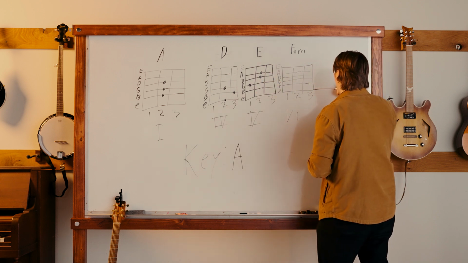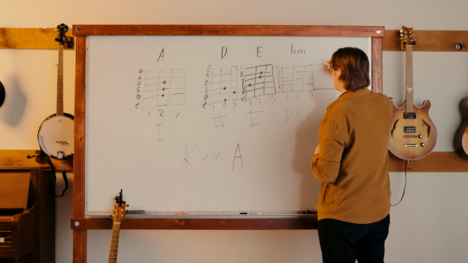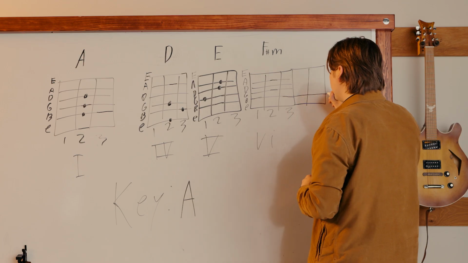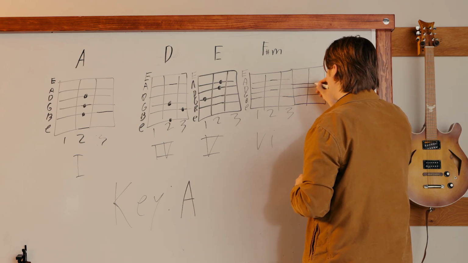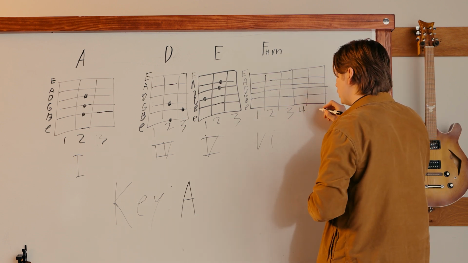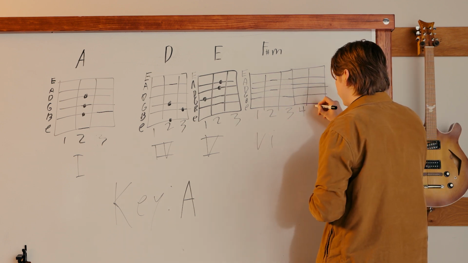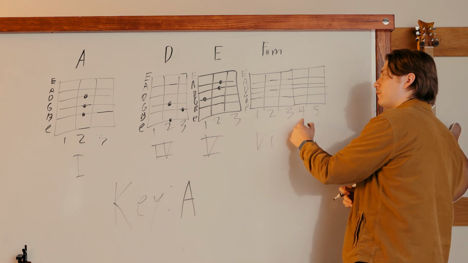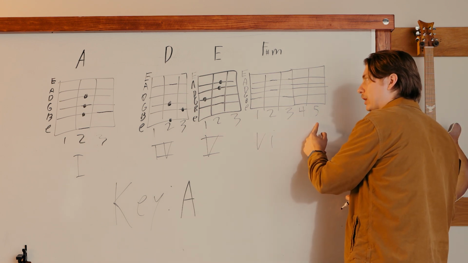And then we're going to now write this F sharp minor chord. Now, for the first time in our guitar class, we're actually going to have to write a chord diagram that stretches more than just the 3rd fret. Okay? So I'm going to write this out. This is the 4th fret and the 5th fret, okay?